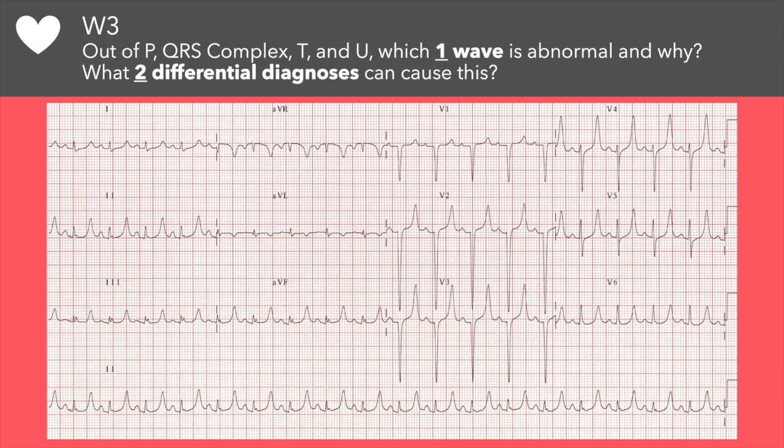What two differential diagnoses can cause this? The T wave looks abnormal because it's large. The T wave is tall, narrow, and symmetrically peaked. Ouch, it hurts to sit on it. Peaked T waves are from hyperkalemia in this case.